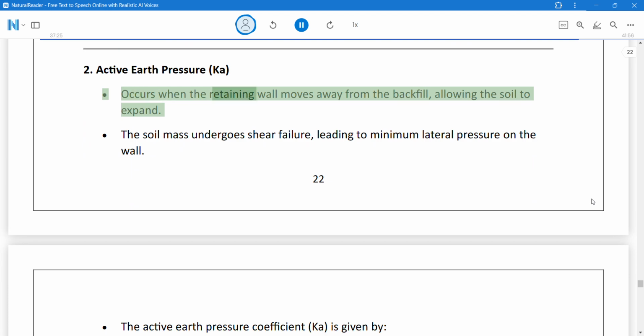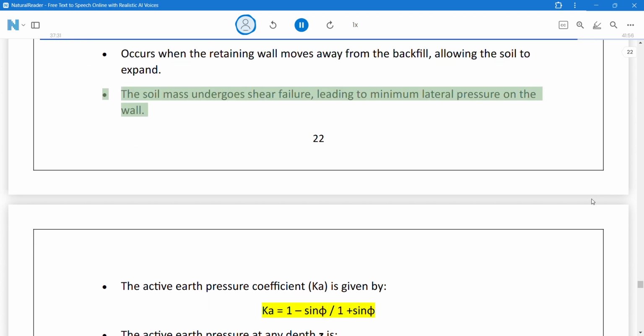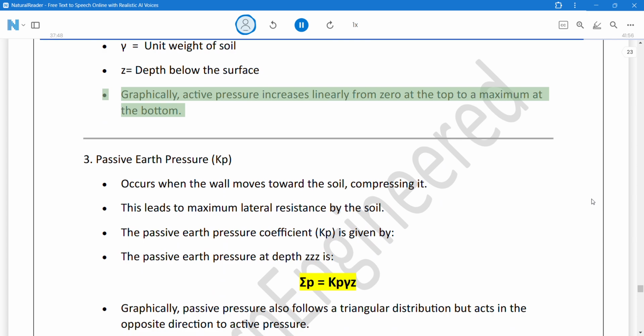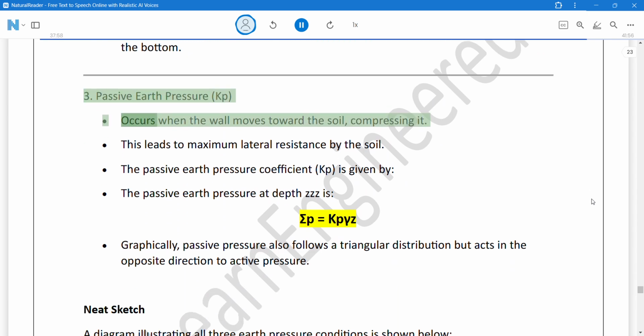2. Active earth pressure occurs when the retaining wall moves away from the backfill, allowing the soil to expand. The soil mass undergoes shear failure, leading to minimum lateral pressure on the wall. The active earth pressure coefficient is given by Ka = (1 - sin φ)/(1 + sin φ). The active earth pressure at any depth z is σa = Ka γ z, where γ is the unit weight of soil and z is the depth below the surface. Graphically, active pressure increases linearly from 0 at the top to a maximum at the bottom.